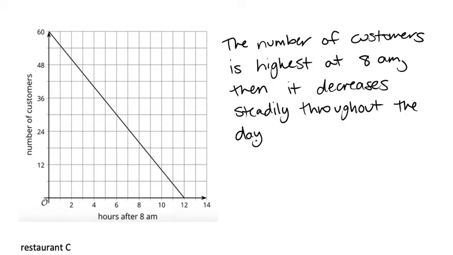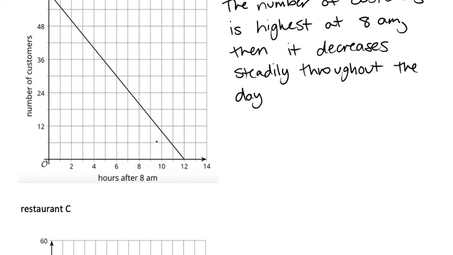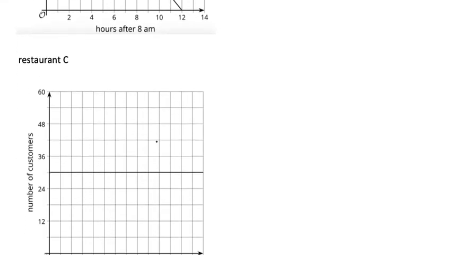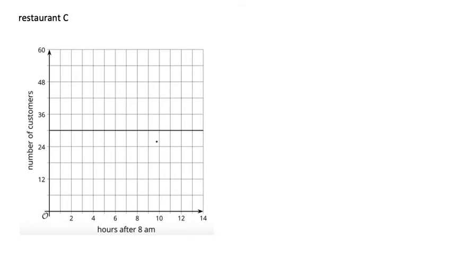So another thing about graphs is that when we have a straight line, that represents a time of a constant increase or decrease. So the rate of people, in this case, leaving the restaurant is consistent. Looking at restaurant C, now this is another straight line, but it's different because it's a horizontal line. And so looking at this horizontal line, I see that it is between 24 and 36. Thinking about the scale, halfway between 24 and 36 would be 30. So this graph is telling me that at all times, there are 30 people in the restaurant.